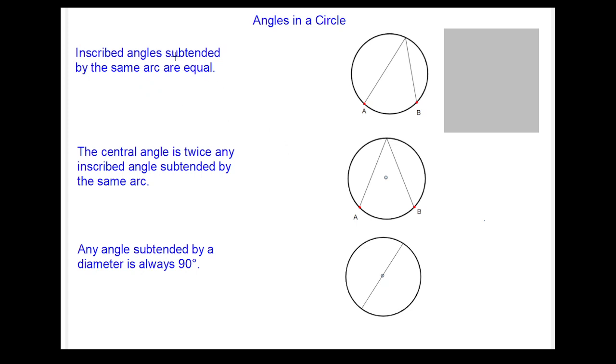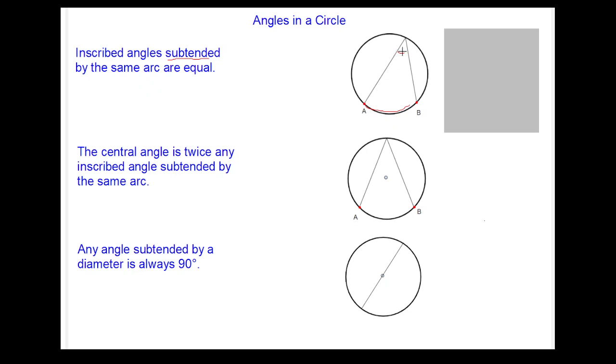Well, the word subtended really just means that the angle inside makes up this, when it says subtended by the same arc. So this angle is made up from this arc. The arc gives us the endpoints, or the opposite end of the angle. So inscribed angles, meaning they're in a circle, subtended by the same arc are equal.